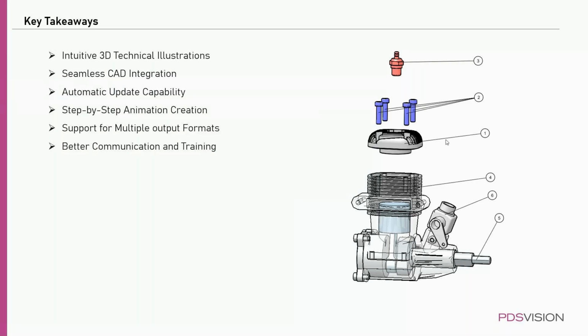You have seamless CAD integration. It doesn't matter which CAD application you use, you can bring that information inside Creo Illustrate and create the technical illustration automatically. And then there is automatic update capability, wherein if the CAD data gets changed, your Creo Illustrate 3D illustration also can be changed. You can have step-by-step animation creation, which we just saw, how the glow plugs get removed, how the 4 bolts get removed, how the cylinder head gets removed. And you can also have support for multiple output formats, which we also saw.